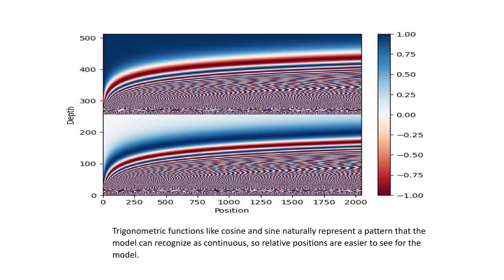You see the diagram is like this, or the picture. The cosine and sine functions naturally represent a pattern that the model can recognize as continuous. So relative positions are easier for the model to see. Here you can see the pattern that is described.